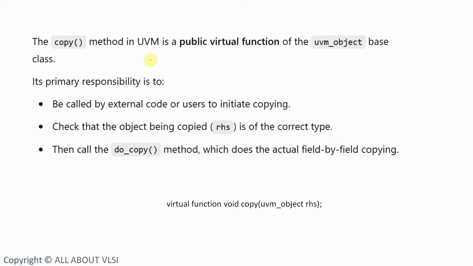So basically this copy method in UVM is a public virtual function of the type uvm_object base class, and its primary responsibility is to be called by external code or users to initiate copying, and for checking that the object being copied, RHS, is of the correct type, and then call the do_copy method, which does the actual field by field copying.